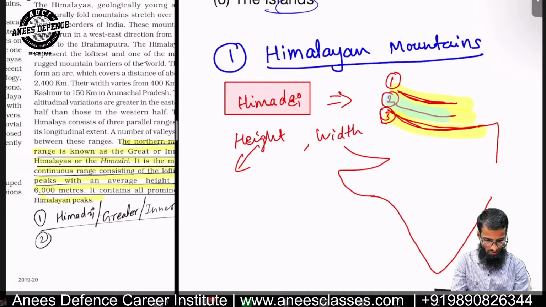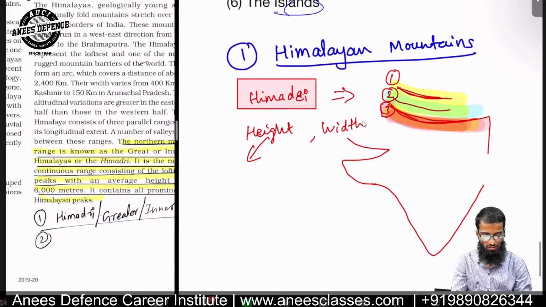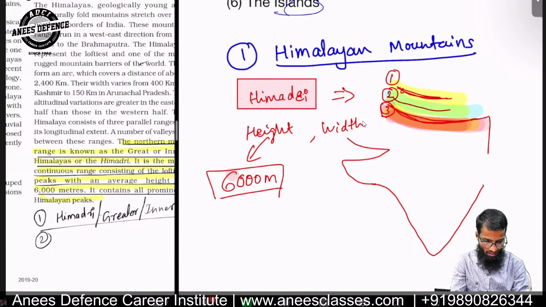Okay. Are you getting it? So this is how our Himalayas look like. Okay. So I'm just talking about the Himadri first. And in Himadri, as I have mentioned, the height of Himadri is almost 6,000 meters. What is the height? 6,000 meters. Remember, this is the average height of this Himalayas.